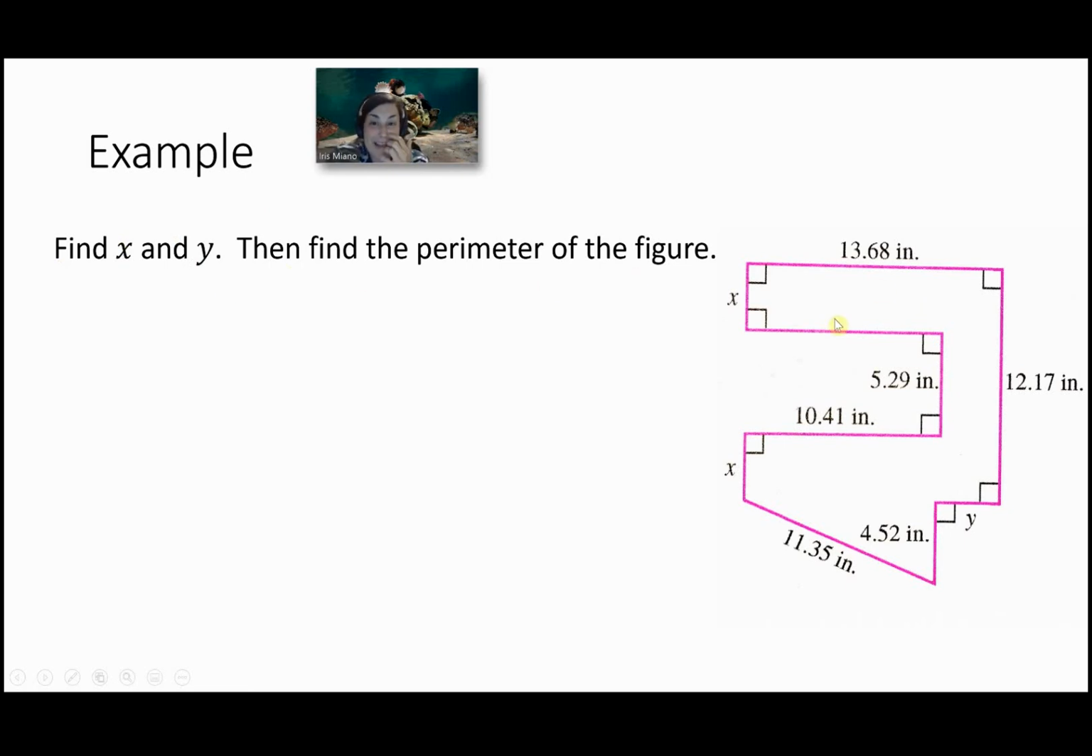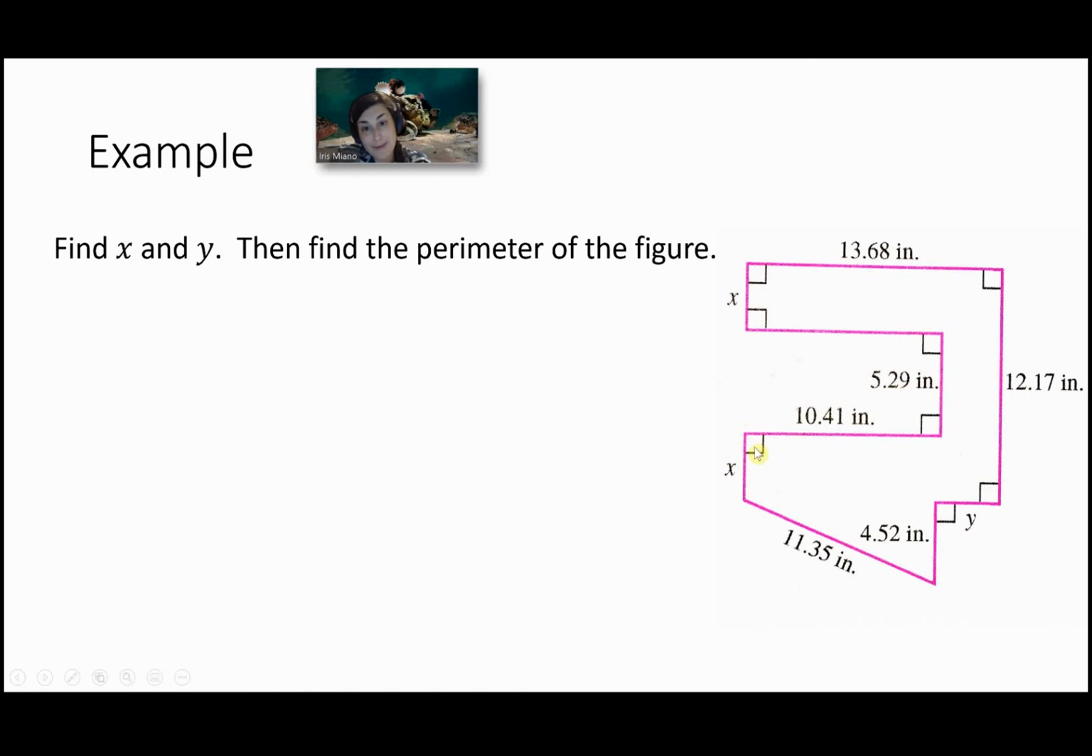So you're going to take a couple of things into account here. In order to find x, which is this distance and this distance here, you'll want to notice that if I take this distance x plus this 5.29 inches and this other distance x, it lines up perfectly with this 12.17 inches. Think of yourself as moving this wall all the way to the edge right here, right? Wouldn't it line up perfectly here?